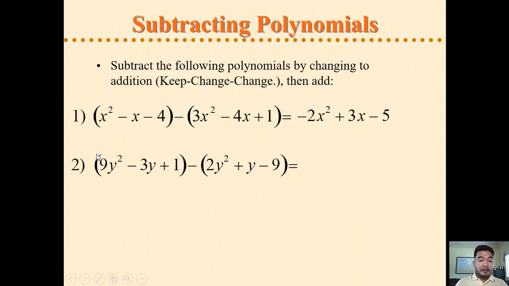Number 2. So keep lang tayo dito sa minuend. Okay lang yan. Wala kang babaguhin. Then proceed to addition. Palitan ng sign yung mga terms dito. So magiging negative 2y squared minus y plus 9.